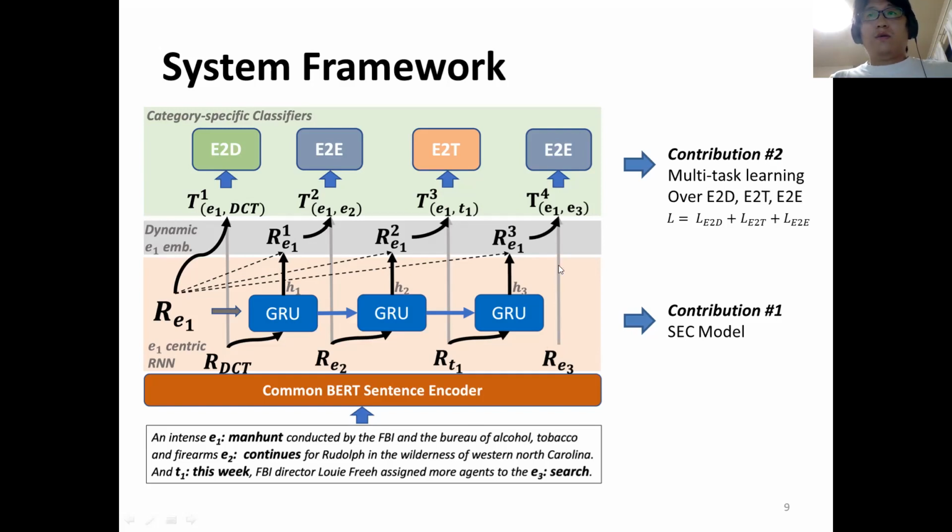So overall, there are two main contributions of our work. The first is we use the global inference model to improve the representation of the central event. The second contribution is on top of this model, we use multitask learning over the types of T-link categories, E2D, E2T and E2E. So the loss will be the sum of all three types, or four types in the Japanese corpus.